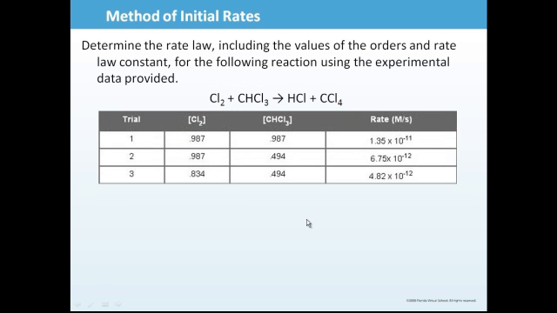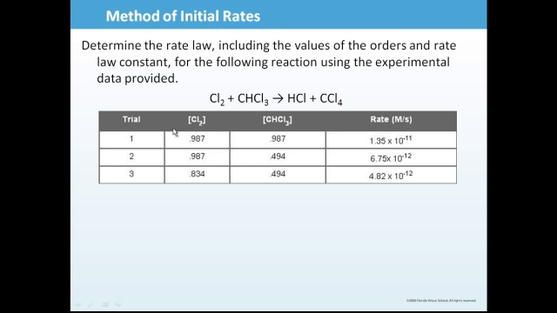Now let's look at an actual example, and it'll start making a little more sense how we do these type of problems. We're asked to determine the rate law, including the values of the orders and rate law constant for the following reaction. We've got Cl2 combining with CHCl3, yielding HCl plus CCl4.